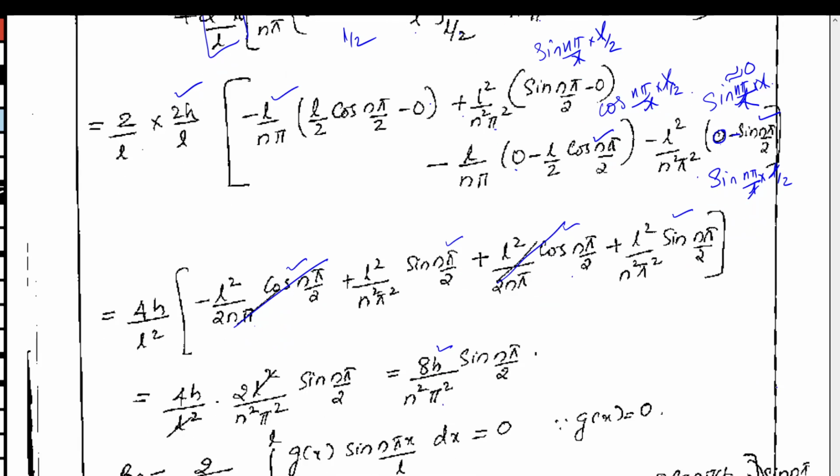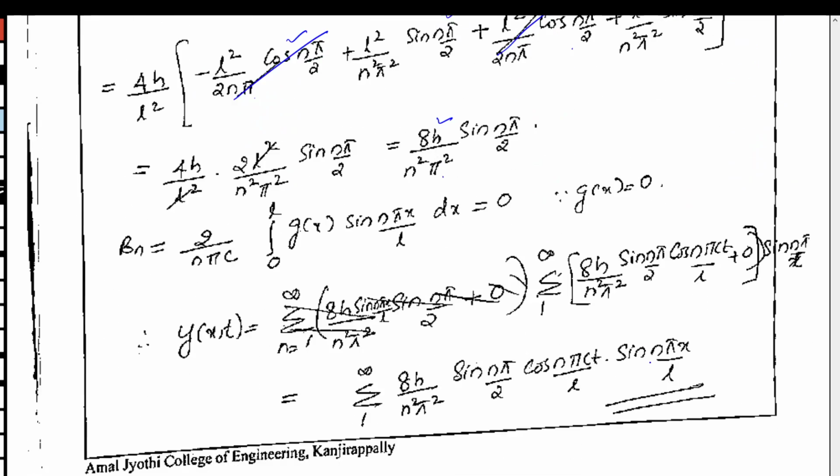Now we have to evaluate Bn also. The equation of Bn is given by 2 by n pi c into the integral from 0 to L of g of x into sin n pi x by L dx. This is equal to 0 since the initial velocity function dou y by dou t at time t equal to 0 was given as 0, because the string is released from rest. Therefore, Bn is equal to 0 for all n.